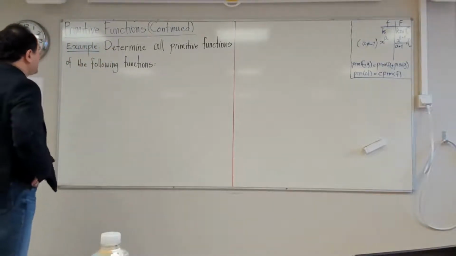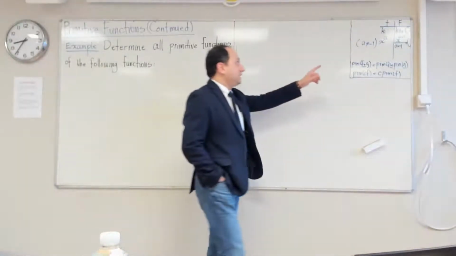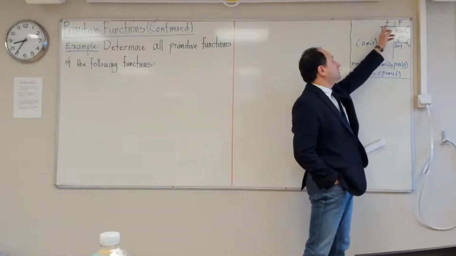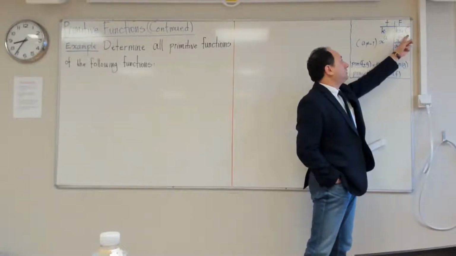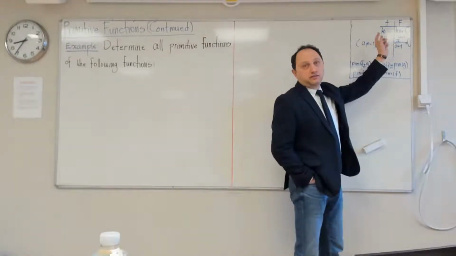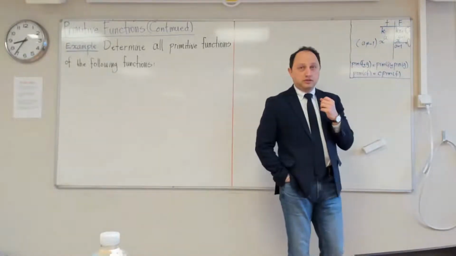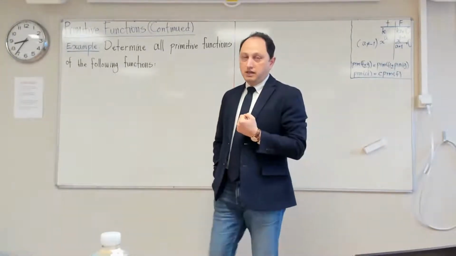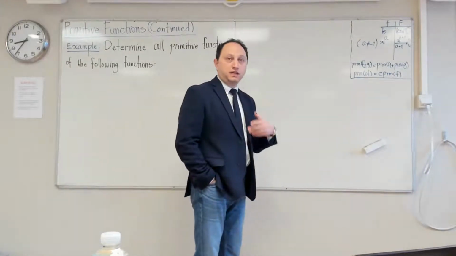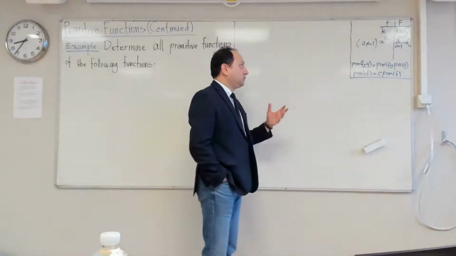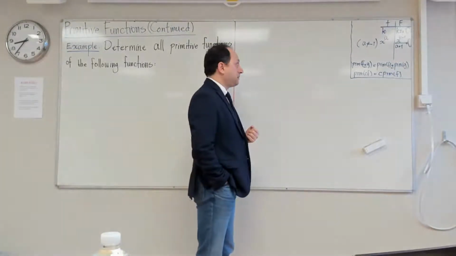Determine all primitive functions of the following functions. So we learned what the notion of primitive function is. When we say that capital F is a primitive function for little f, it means that if you take the derivative of that capital F, it gives you the function little f. And we just learned about two formulas. Mainly they were based on educated guesswork, and I hope you agree with me it was more than that, because we were able to find a primitive function for functions which were not trivial to guess.